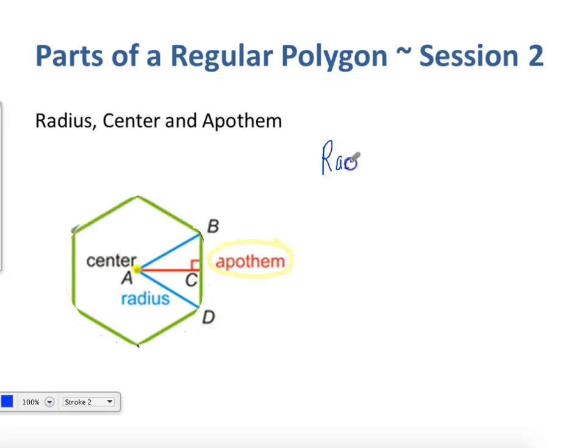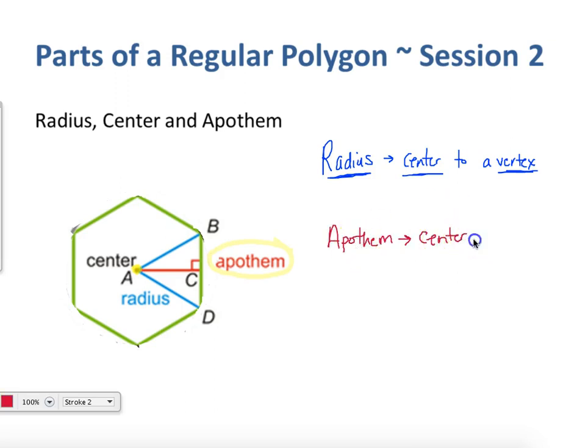So a radius goes from the center to a vertex. This is very important, center to a vertex. It can't just touch any side like a circle can. The radius of a polygon has to go from the center to a vertex. So we can only draw 1, 2, 3, 4, 5, 6 different radiuses here because it has to go from the center to a vertex. Now the apothem, look where it goes. And then notice this type of angle measurement it creates, because that's important too.